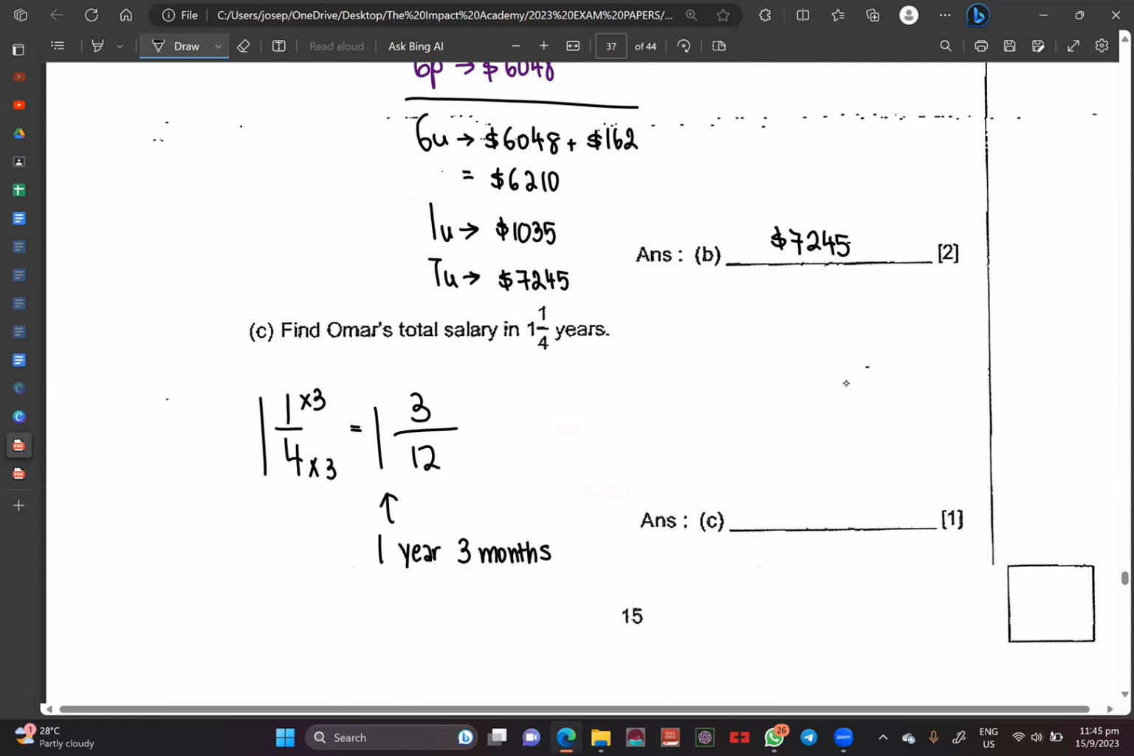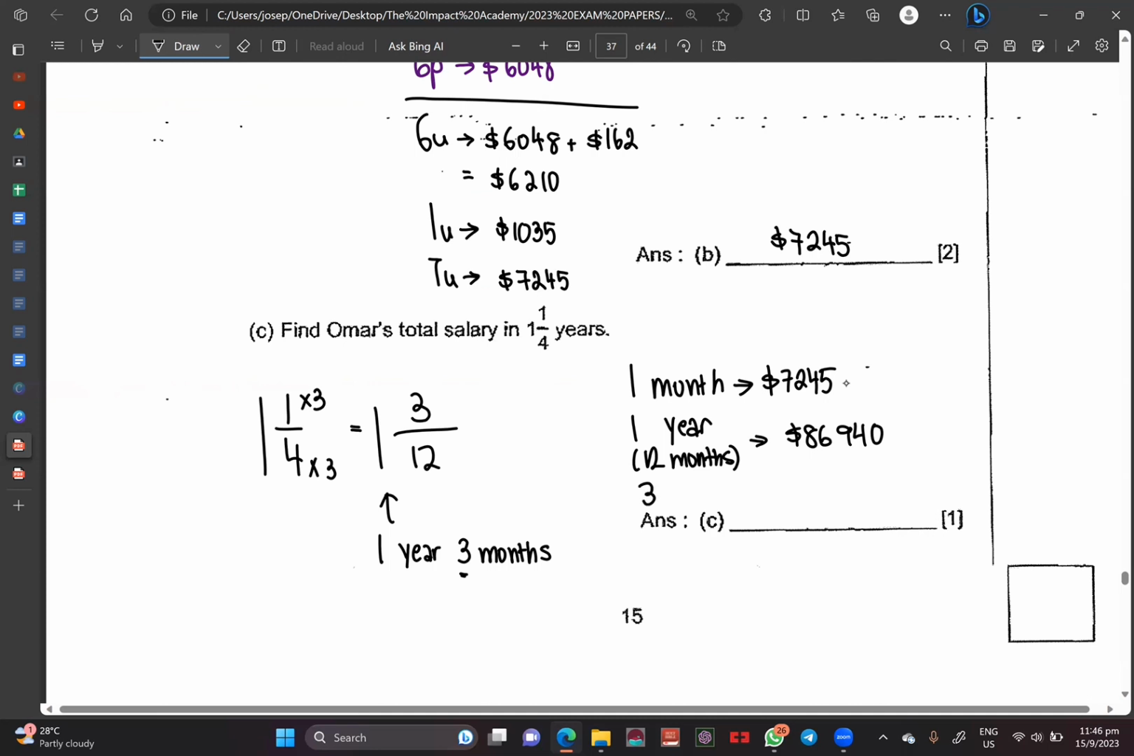So what do we know? We know that in 1 month he makes $7,245. So let's find 1 year first, which means 12 months. In fact, I would say writing 12 months will be better. So 7245 times 12, we get an answer of 86,940.